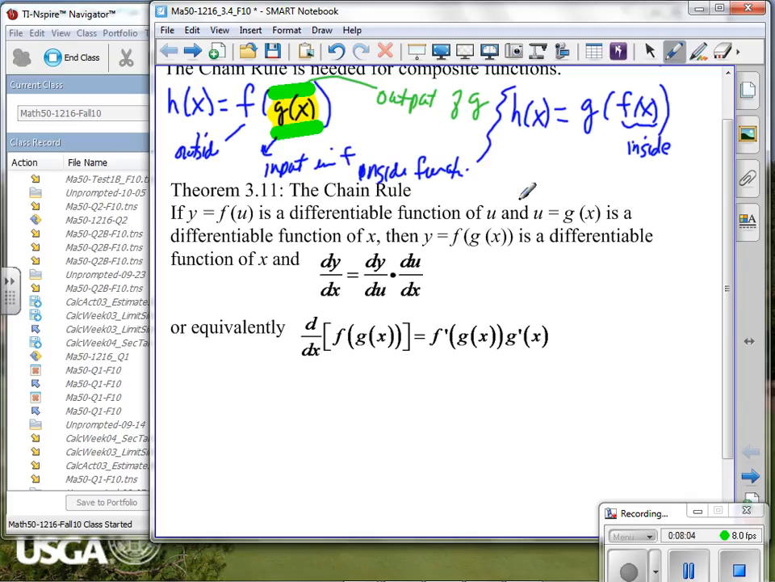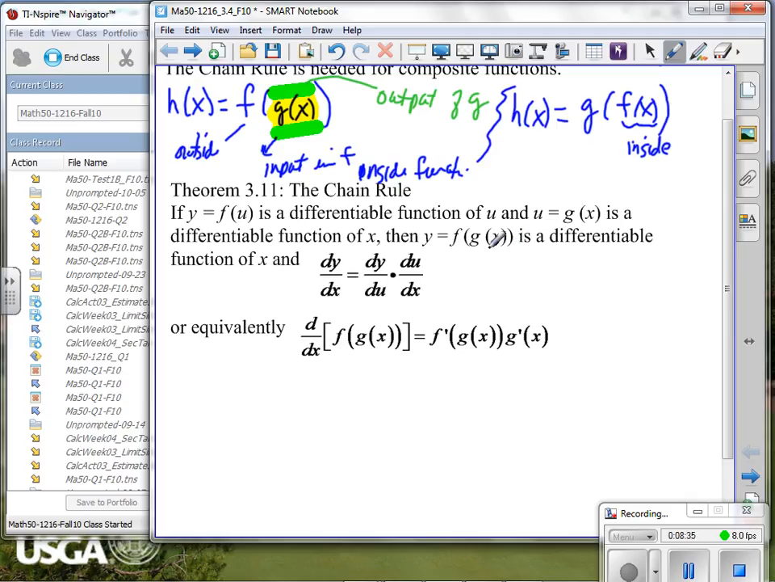Okay. Then we have u equals g of x. Another function, and it is also differentiable, but now it's a differentiable function of x. Again, x is the input. We would recognize that if we see g of x, and so it's an input. Y equals f of g of x. Now this looks more like a composite function to us. F of g of x, we saw it up here.